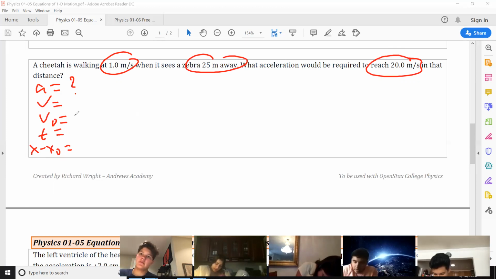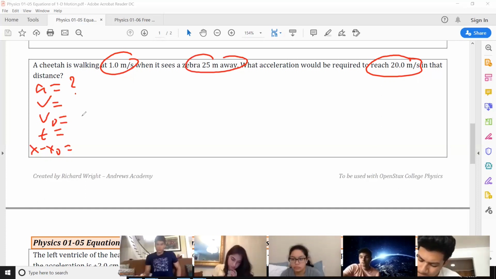I think V initial is 25. Would it be 0 actually? No, so let's read carefully. The tree is walking at 1 meter per second. So a meter per second is a velocity unit. And so that's what it's doing before it sees a zebra, right? Yeah. So that would be its initial.